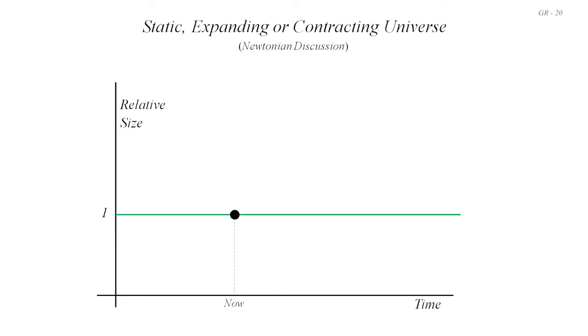Relative to what, you might ask? Well, relative to what it is now might be the best answer. In Einstein's day, the early 20th century, there were believed to be no changes in the size or the general makeup of the universe over time, and so the graph here shows a simple horizontal straight line. The relative size at the current time, now, has been put equal to 1, and the graph is simply saying that the suggested model of the universe was such that its size relative to now was, and always will be, 1.